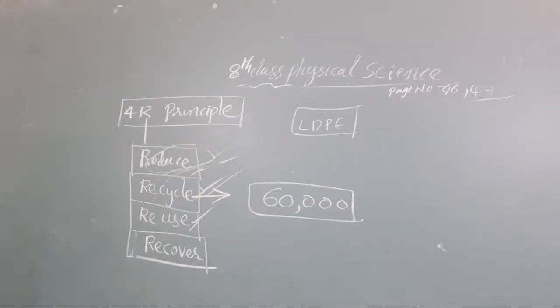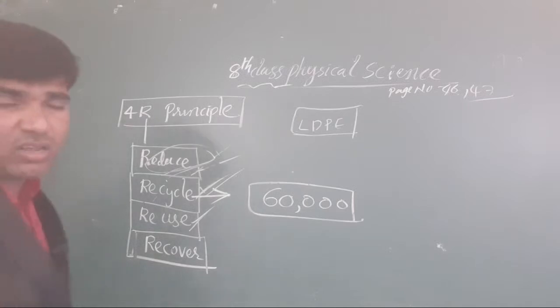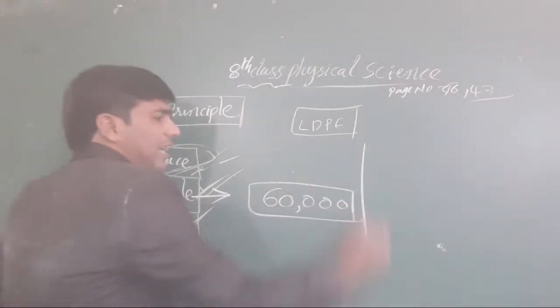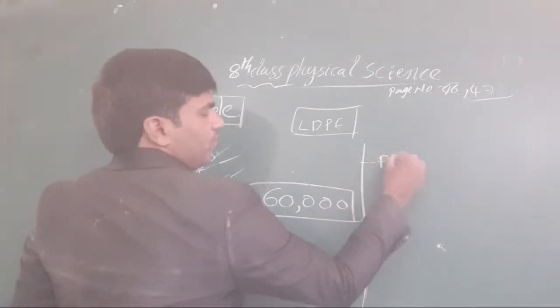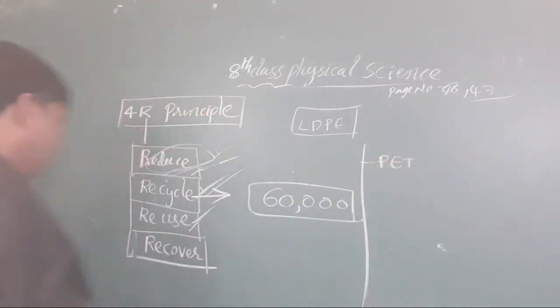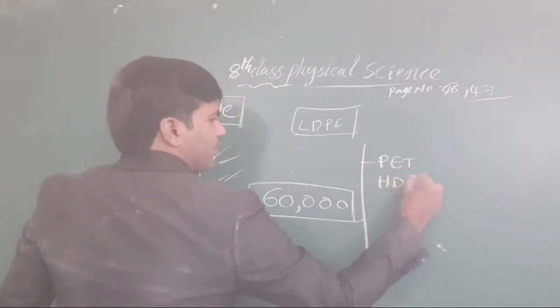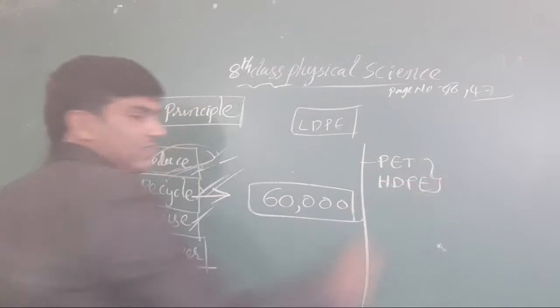Okay, clear or not, all of you? Did all the students understand? There are different plastics we already discussed now. Whatever PET we are using, okay, clear or not, all of you? And whatever high density plastics we are using. Okay now, we are making recycled things only.